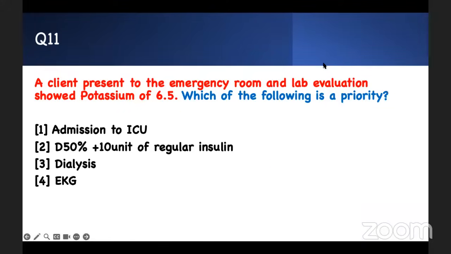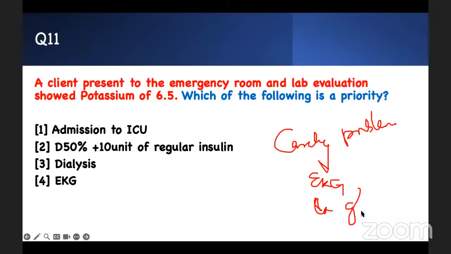Prioritization. I told you guys, you have to be sharp. What is going to kill them is a cardiac problem. And so for the cardiac problem, I need my EKG so that I can have my calcium gluconate and deal with the EKG changes.